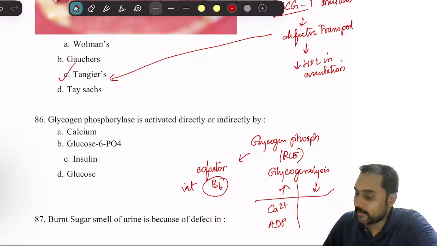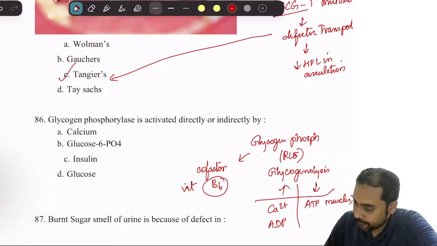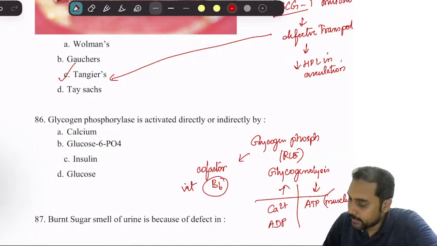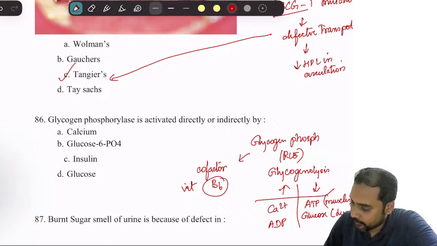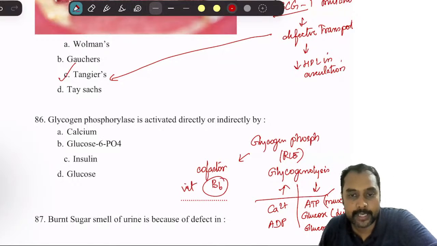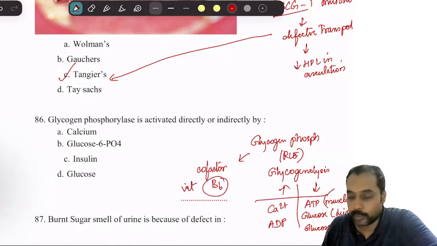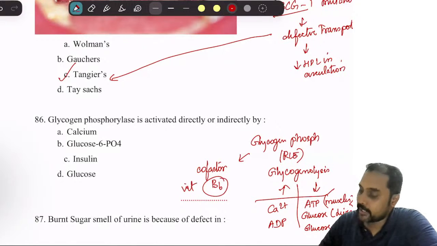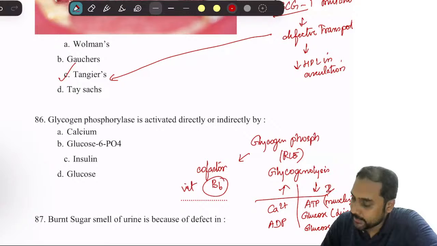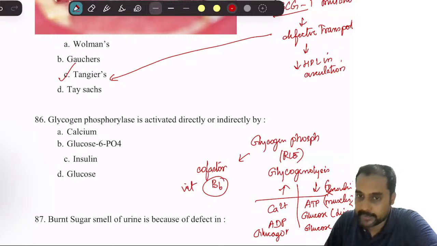Who all decrease the activity of this enzyme? In the muscles, it is ATP. In the liver alone, it is glucose. And then there is glucose 6-phosphate, which is common. Okay, so that's all. This is all that you need to remember. And of course, hormonal wise, always insulin decreases the glycogenolysis and glucagon increases.